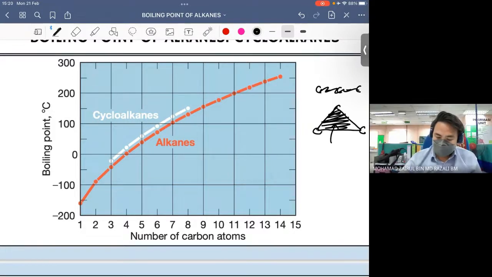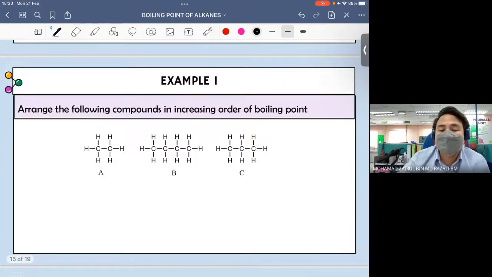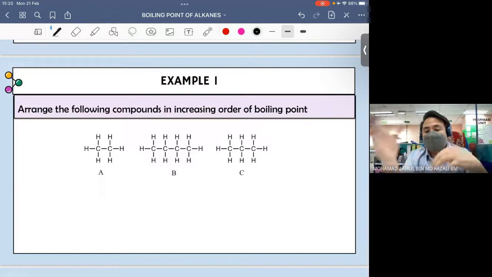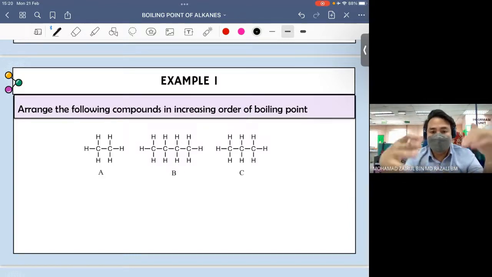Okay. So now we look at an example, because you need to know how to explain. Normally the question will give you either 3 or 4 marks. Usually it will ask you to arrange the given compounds first, whether in ascending order or descending order, and then after you arrange, you need to explain.